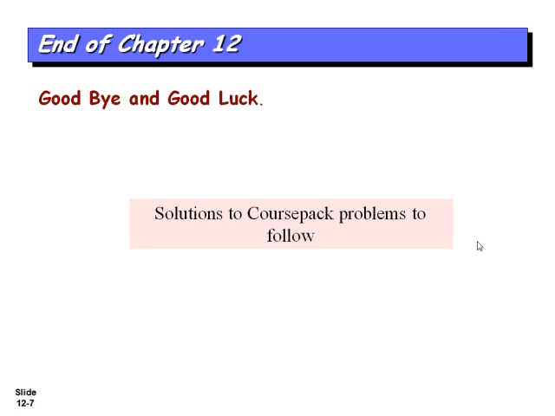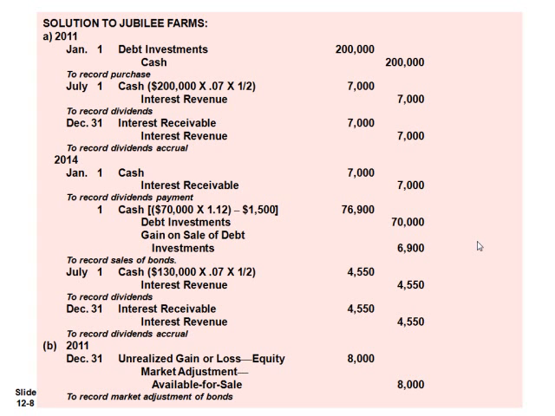Following are the solutions to the course pack problems for Jubilee Farms. Here's the solutions for Jubilee Farms. You've got the 2011 transactions, recognizing the interest, the 2014 transactions, recognizing the gain on sale, and the subsequent recognition of interest. This is for debt investments. And then going back to 2011, showing the market adjustment.